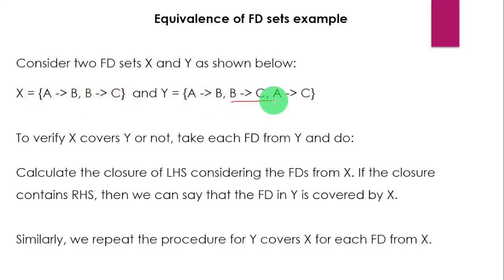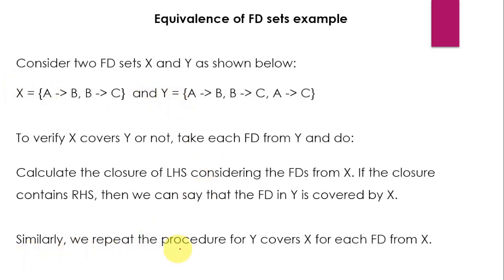Similarly, you take this one and calculate the closure of B. What is the closure of B? It is C. So the RHS is there in the closure, so this is also covered. Now take the third one and calculate the closure of A using this one. You will get B, and from B you will get C. So C is there in the closure, and this is also covered. Since all the FDs are covered, we can say that Y is covered by X. Also you can say that X covers Y.